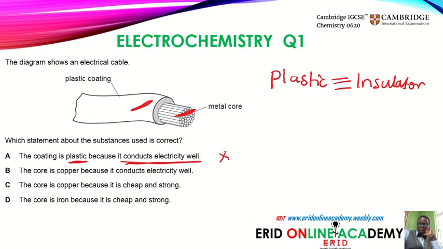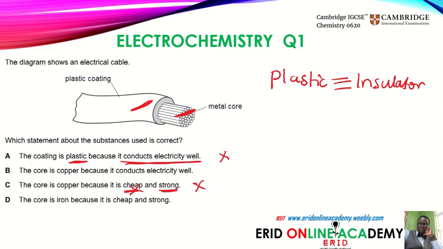Option B, the core is copper because it conducts electricity. Well, that sounds right. Copper is a good conductor of electricity. Let's look at option C. The core is copper because it is cheap and strong. While copper is strong, it's absolutely not cheap. So C is a wrong answer.